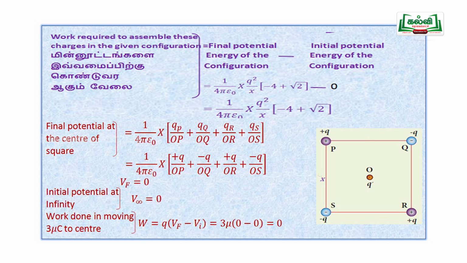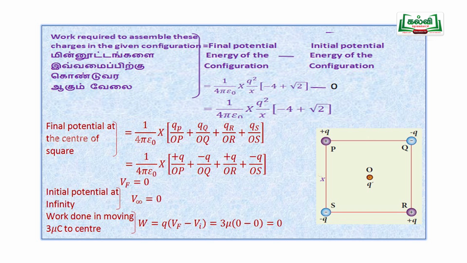Now, for the work done to assemble the charges, we have a golden formula. The work done in assembling the charges for a given configuration is the final potential energy of the configuration minus the initial potential energy of the configuration. So, final potential energy of the configuration is the calculated one minus 0. So, we get this answer: 1 by 4 pi epsilon naught into Q square by x into minus 4 plus root 2.